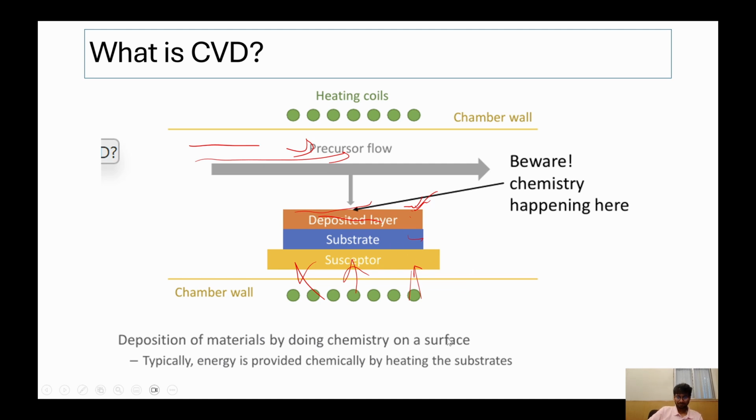Now, so there are heating coils. There are chamber walls to contain the precursor. There are heating coils to provide the energy to the substrate for the reaction to happen, and there is a susceptor to hold the substrate, and there is the substrate over which you will be depositing your material, and there is a flow of the precursor. There is a continuous flow of this precursor, and that will react here.